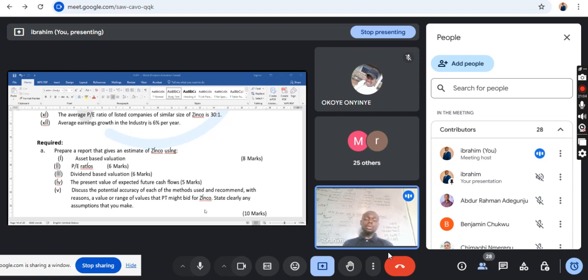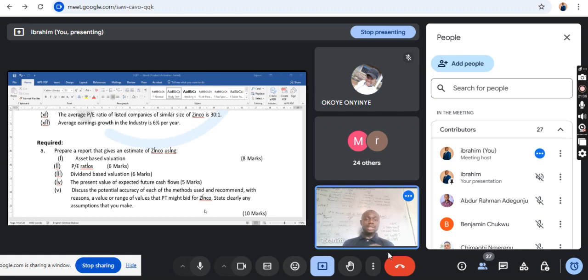We don't know which of the three methods we are using. But when you read the question, you look at the additional information given to you, and you will know that maybe you are using either the historical, replacement, or liquidation method. Then the PE ratio, right? We need to prepare a report like this. So we need to determine the value using the PE ratio. Our report should contain that.